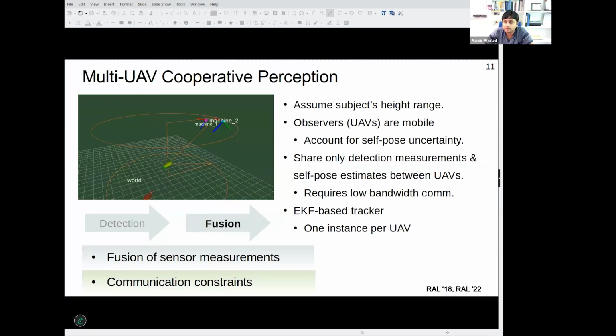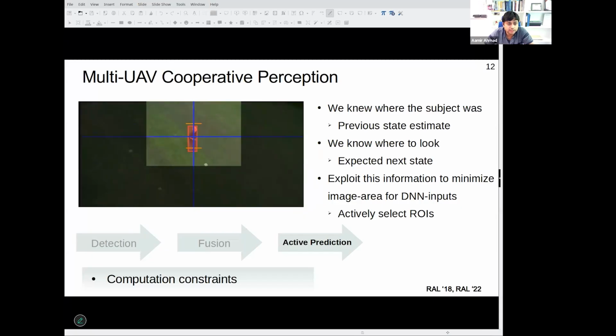There comes our next insight, which is that we can go back to the estimator's prediction step. People are probably familiar with the EKF, or any Bayesian filter, having a prediction step and an update step. The prediction step tells you the next likely state along with an uncertainty, and that is what we are going to exploit here. We use it to compute the most informative region of interest in the future time step, containing the most information.